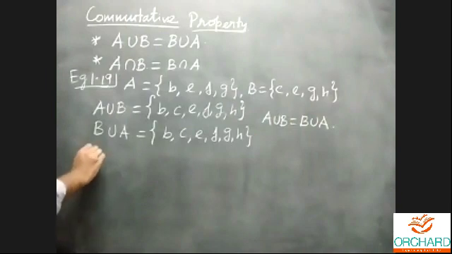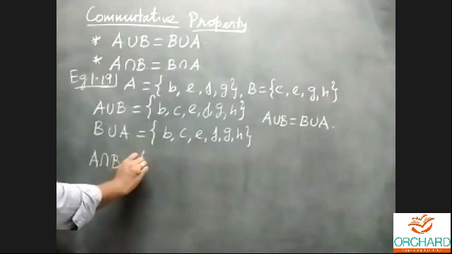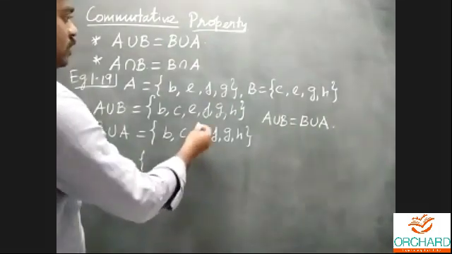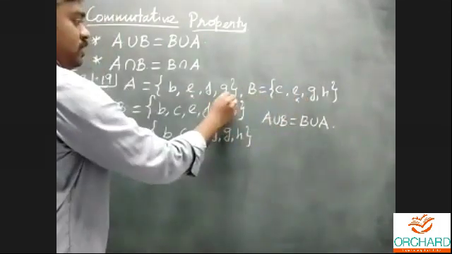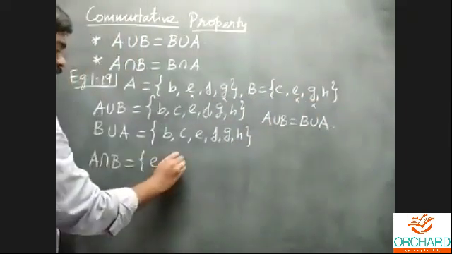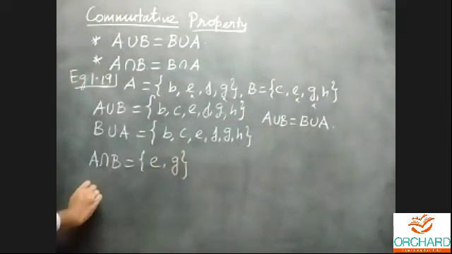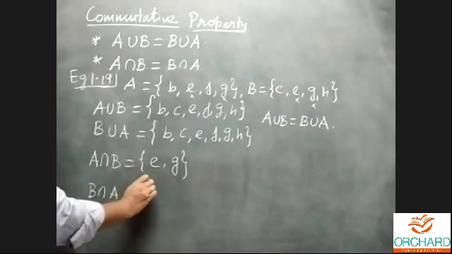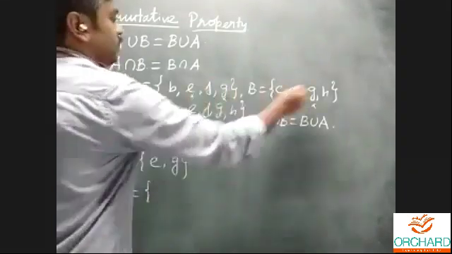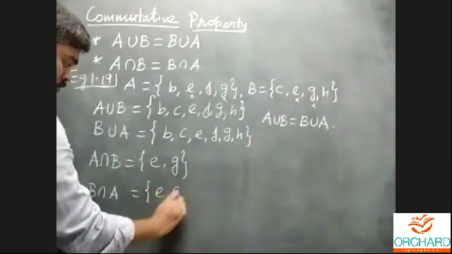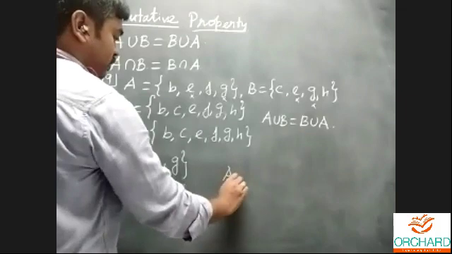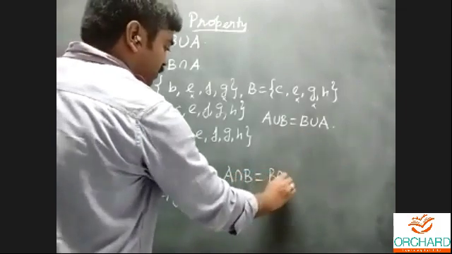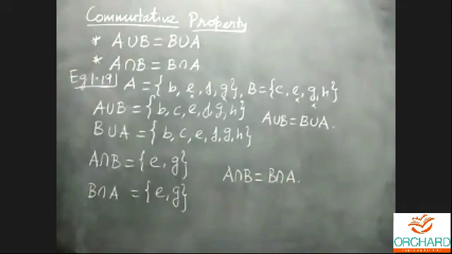Next, intersection. A intersection B. What is common between the sets A and B? Which elements are common? E and G. E, G. Next, B intersection A. Compare the sets B and A: E, E, G, G. So A intersection B equal to B intersection A. So this is the commutative property for union and intersection. With a single example, I'll explain both ideas.